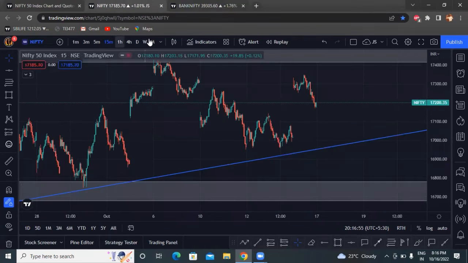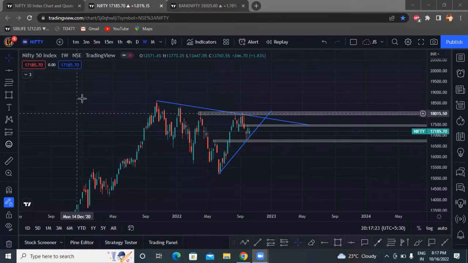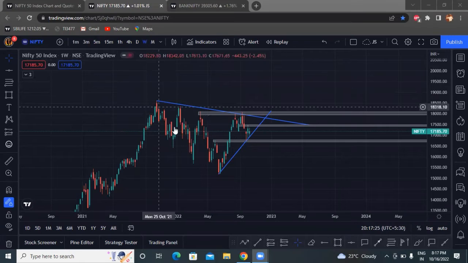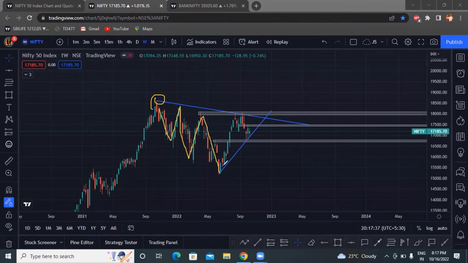Similarly, when I go for Nifty, we are on Nifty in the weekly time frame. You can see here Nifty is still struggling to touch its all-time high, but Bank Nifty has touched its all-time high, while Nifty hasn't touched its all-time high. The same pattern is still continuing in the downside scenario only.